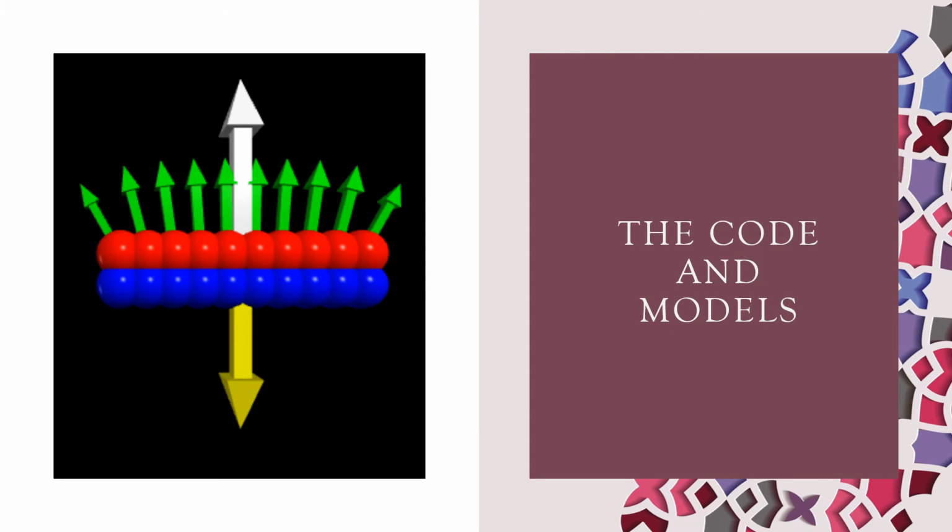Now let's discuss the code and the models that we use to calculate the charge on each tape. On the left, you see the model that was made through VPython. The white arrow represents the electric force between the tapes, and the yellow arrow represents the gravitational force that's pulling the tapes down.